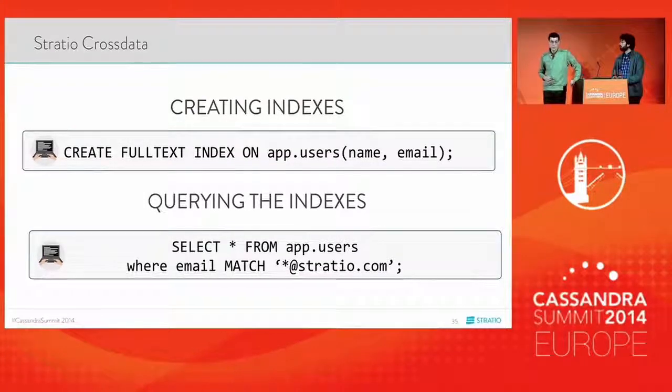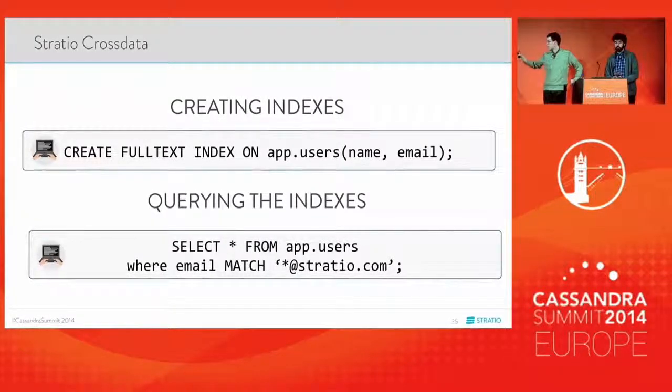And then, from the point of view of the queries, what we have done is we have introduced a new operator in the where clause of a select statement called match. Match is used to say that whatever comes after the match is going to be interpreted as Lucene syntax. So in this case, we are trying to find all the emails that are from a particular domain, and this star@stratio.com will be interpreted as finding all emails, independently of whether it's star, that belongs to a particular domain.